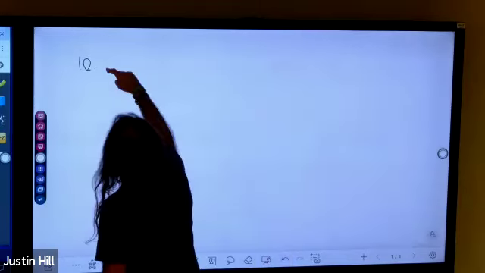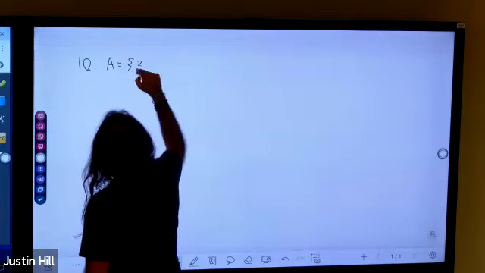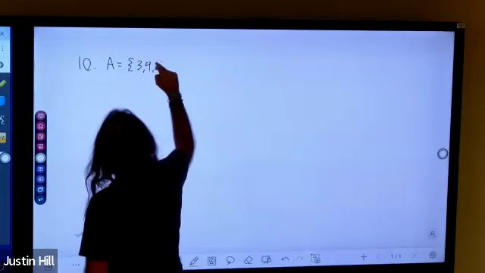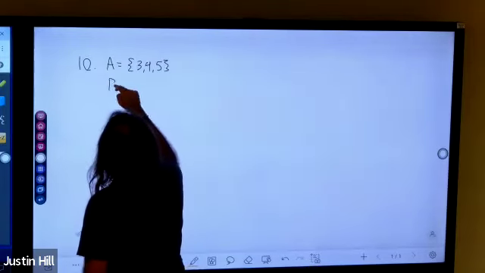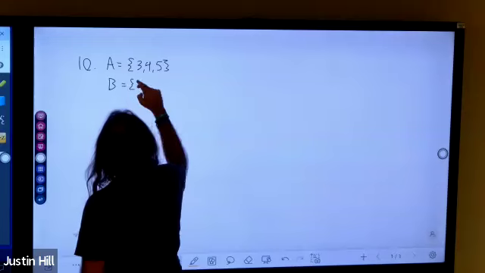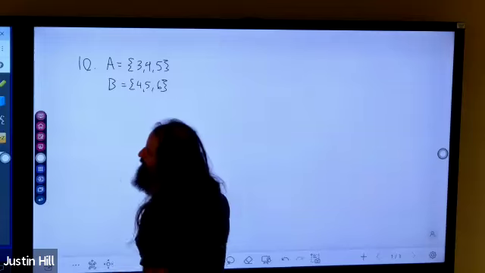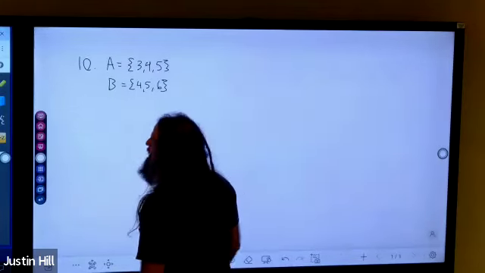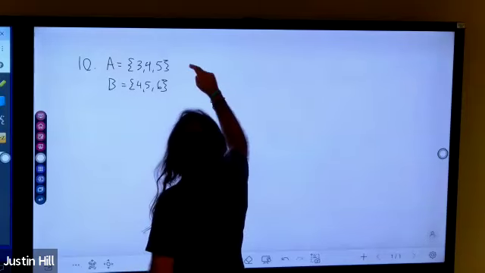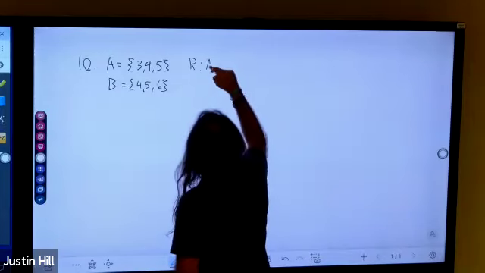So on 10, we need some background info. A is the set {3, 4, 5}. B is the set {4, 5, 6}. And R is going to be what we call the less than relation. So R is a relation from A cross B.